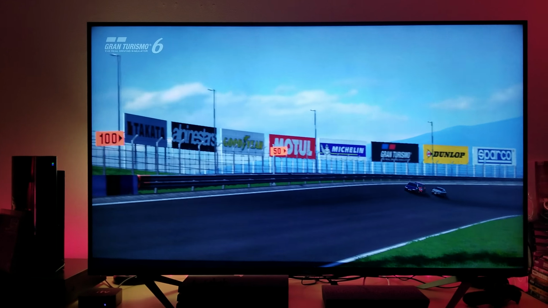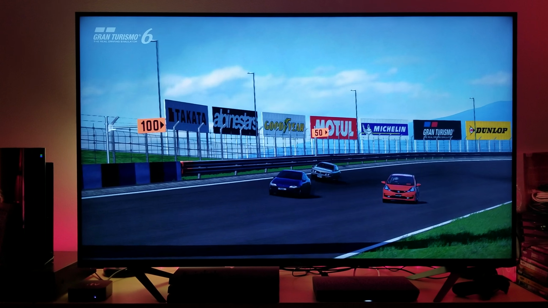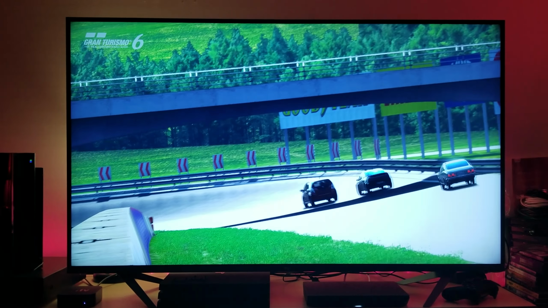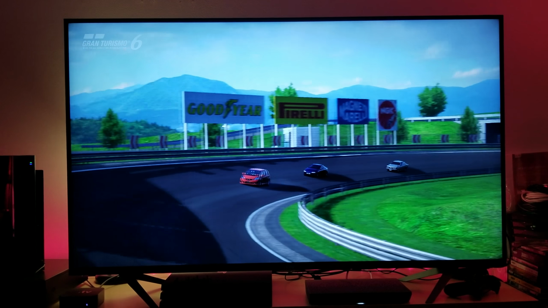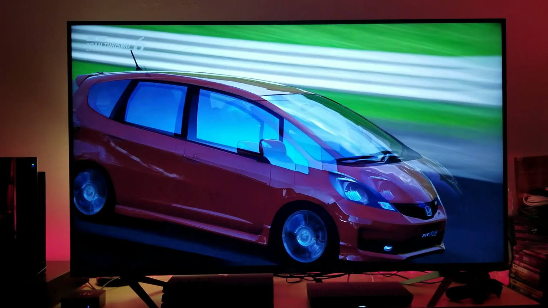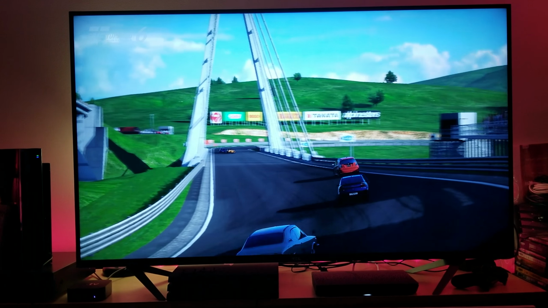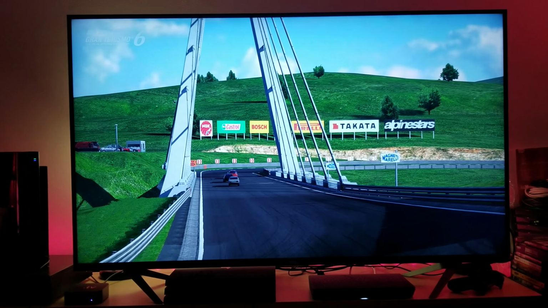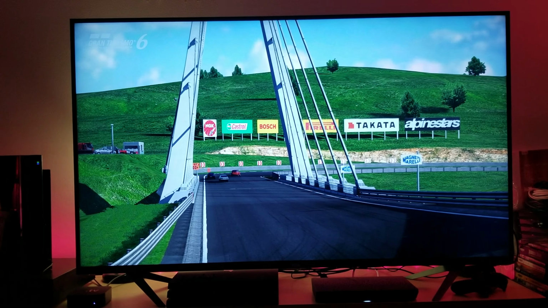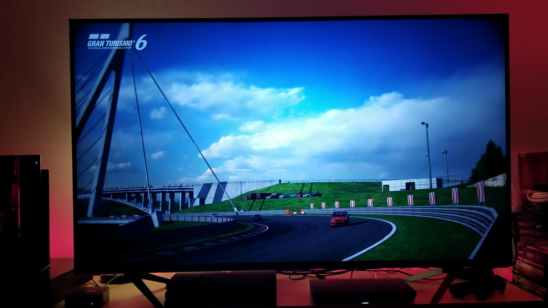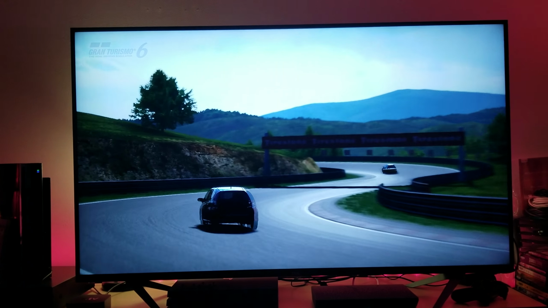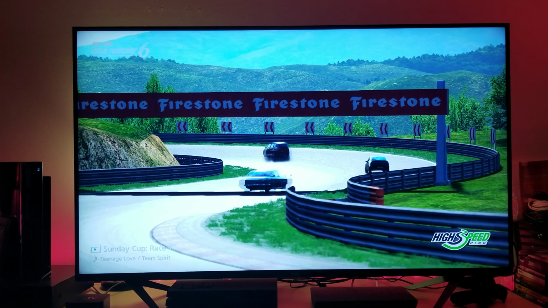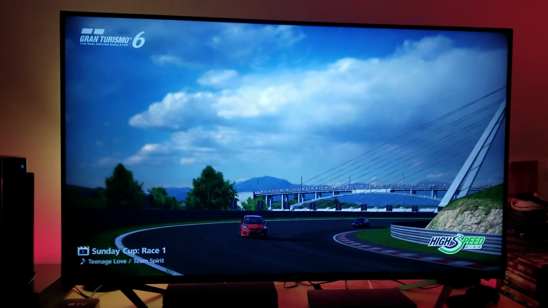This anniversary edition that I have has 1,500 plus an additional 25 cars. Let that sink in. 1,500 plus an additional 25 concept cars that are only available on this edition. 70 plus different types of courses are available. So this is like the most definitive Gran Turismo game that you can get. And it looks beautiful.